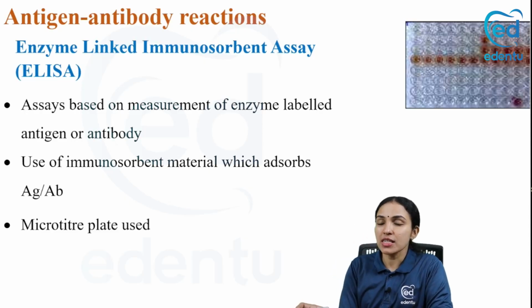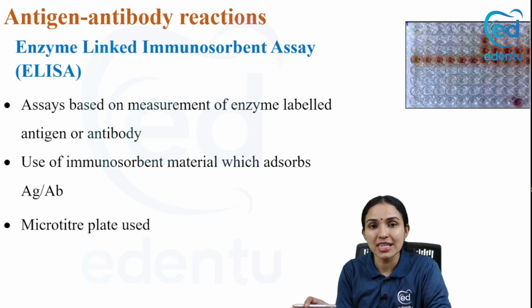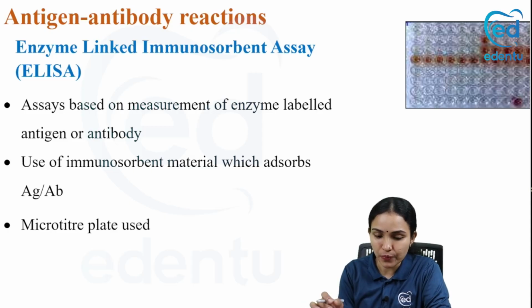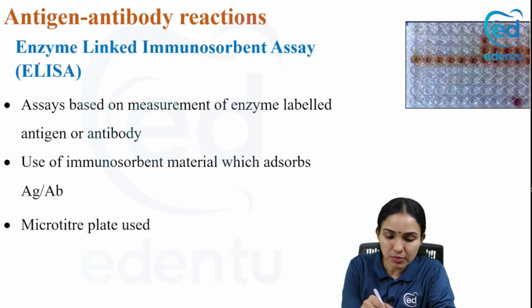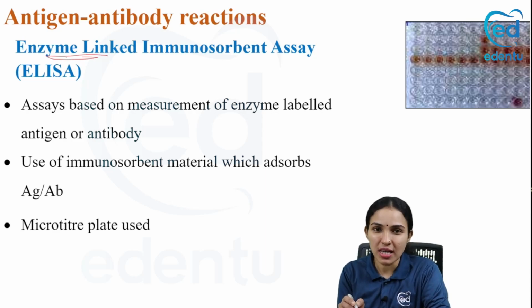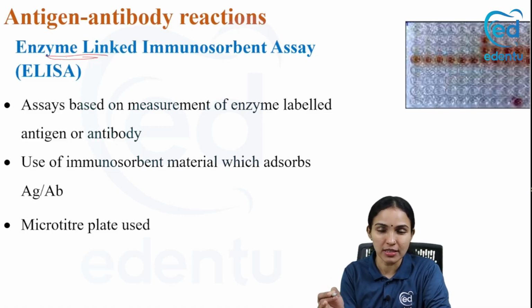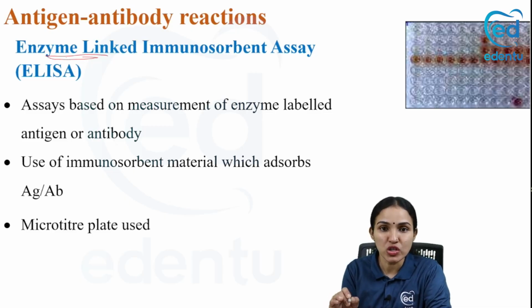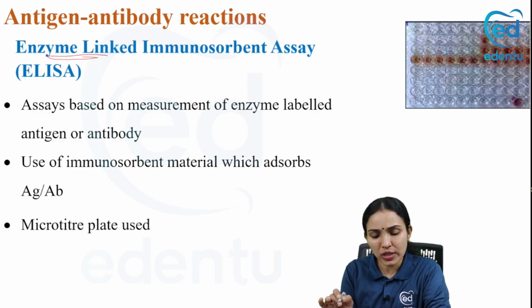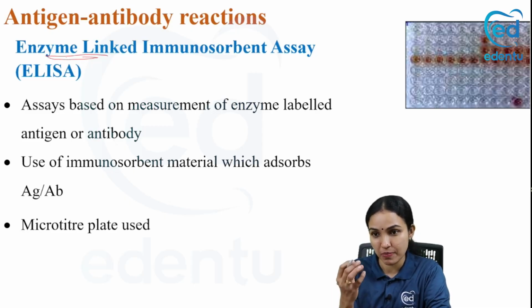So coming to ELISA, ELISA is a very important part of this topic, enzyme linked immunosorbent assay. From the name itself, there's a term enzyme linked. So we are using enzyme linked antigen or antibody for detection of the other kind. That is, if you want to detect an antigen, you're going to use an enzyme linked antibody. And we are going to do it in an immunosorbent platform. That is, you need a material which is immunosorbent, which can absorb immunogens like antigens and antibodies.